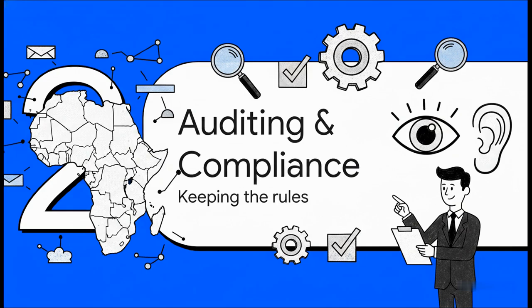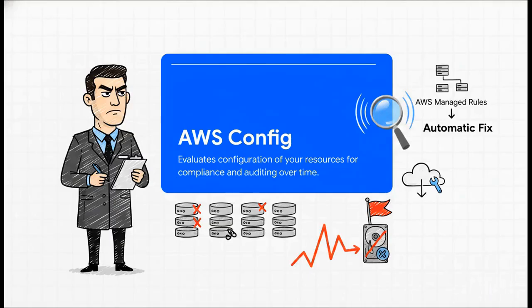Section 2. Auditing and enforcing compliance. Keeping the rules. So now that we have our eyes and ears set up, we absolutely need a compliance officer for our West African business network, just to ensure we're actually following all the required standards. Enter AWS Config. Config is essentially a configuration inventory and compliance checker. Imagine a strict health inspector walking through your offices.